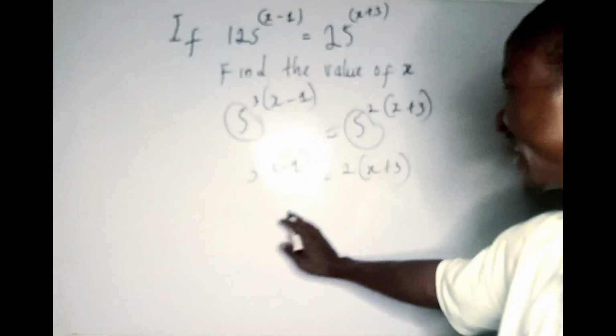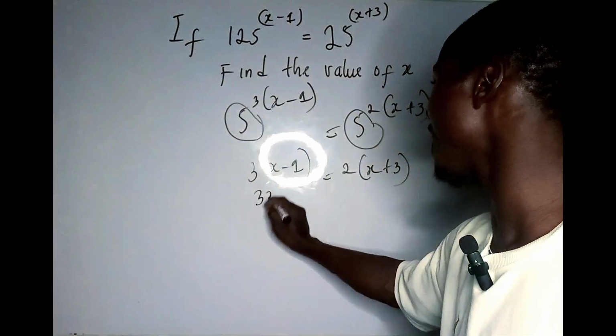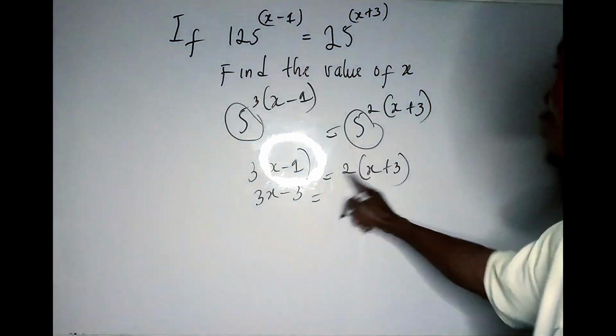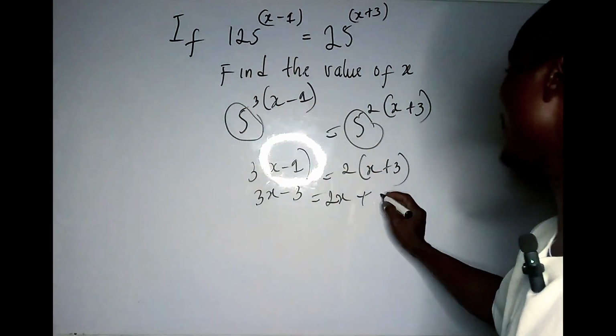Now, let us open this bracket. We use this 3 to open this bracket. So, 3 times x gives us 3x. Then minus 3 times 1 gives us 3, equals 2 times x gives us 2x. Then plus 2 times 3 gives us 6.